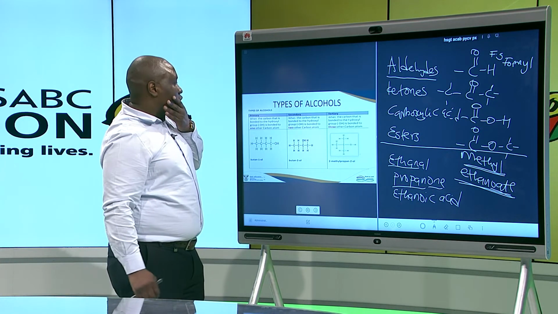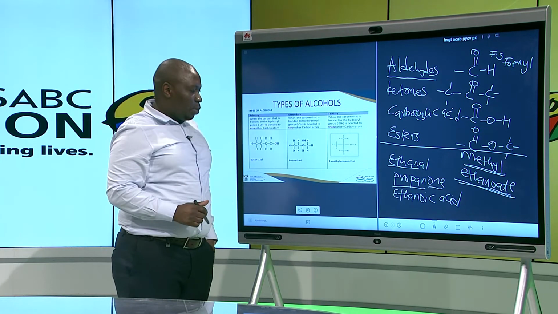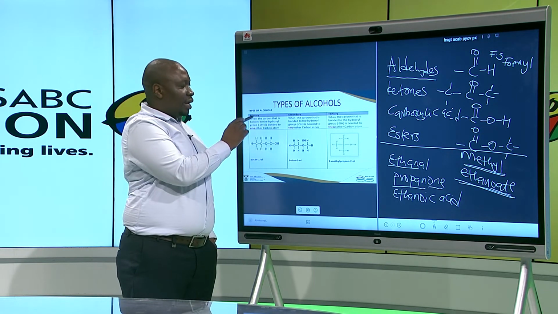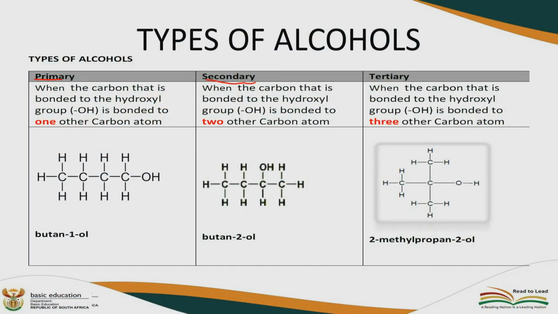Now, these alcohols, we have 3 types of alcohols. The alcohols that are called primary alcohols, secondary alcohols, and tertiary alcohols. So primary alcohol is when the carbon that is bonded to the hydroxyl group is bonded to one other carbon atom. So when the carbon that is bonded to the hydroxyl group is bonded to one other carbon, we refer to that as primary alcohol.